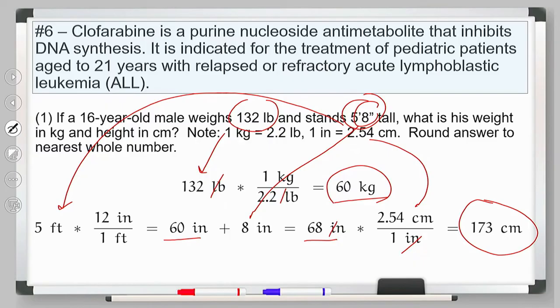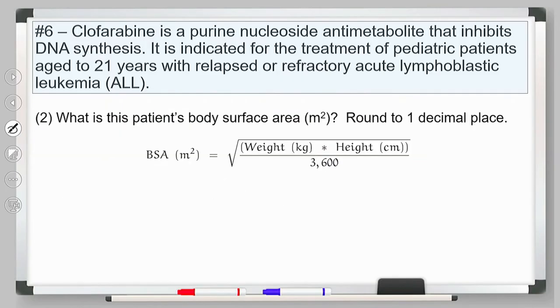So that's why we're cumulative here. Then again, on a test, I'll provide you the Mosteller formula for body surface area. It's weight in kilograms times height in centimeters, divided by 3,600, and then don't forget the big square root.